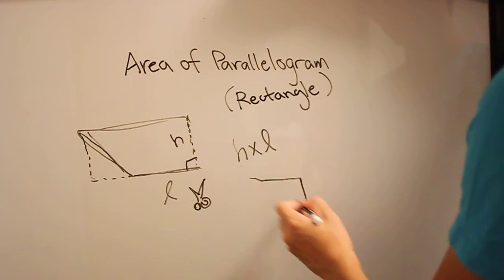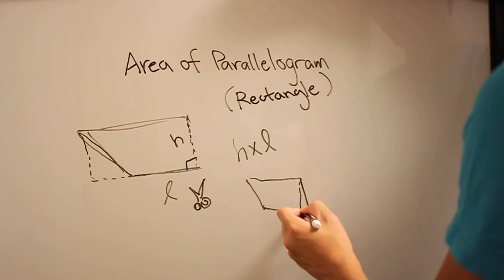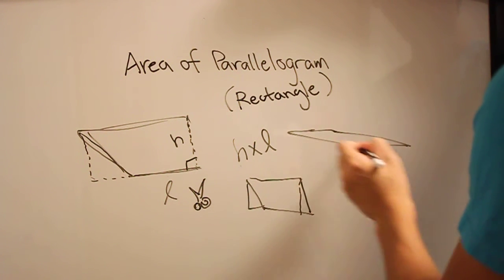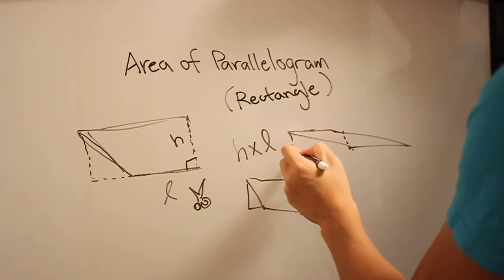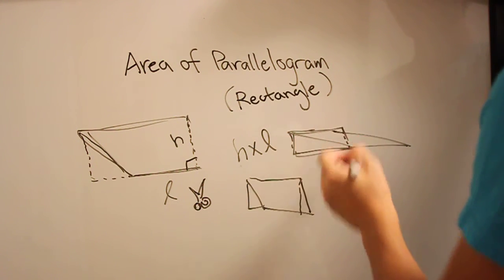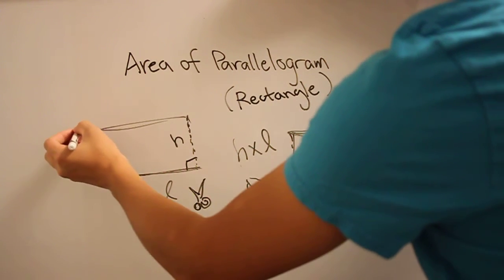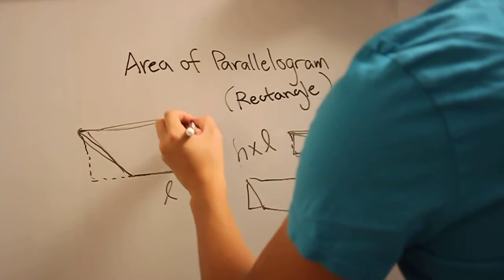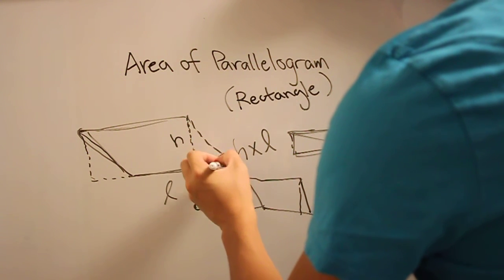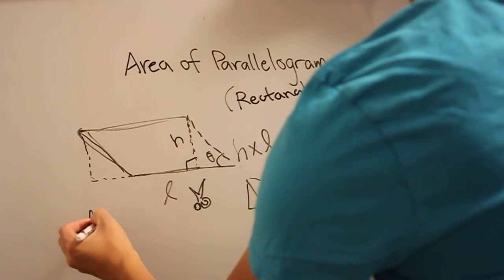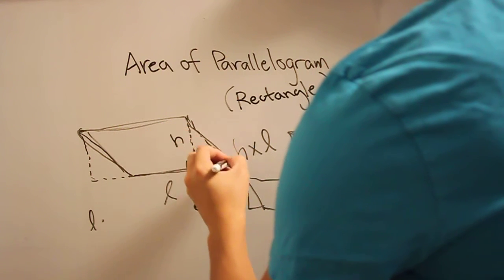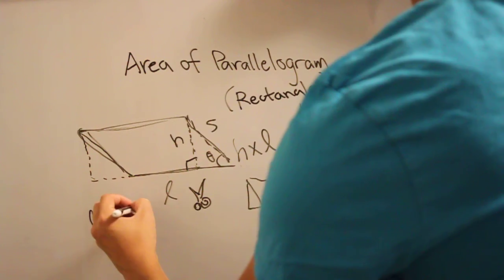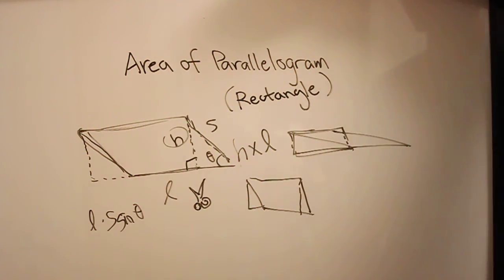If it's just barely a parallelogram, still take that piece, put it here. If it's extremely skewed, take the piece, put it here, and it's still a rectangle. So no matter what, for any parallelogram, you just need to know the height and the length. And if you don't know the height, but you know the angle, then you would just do length times this side sine theta, and you'd get the height again.